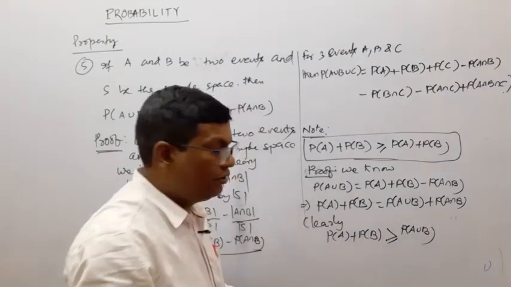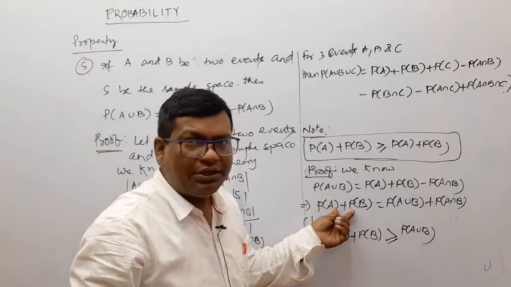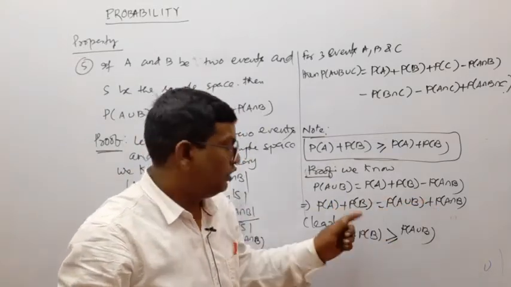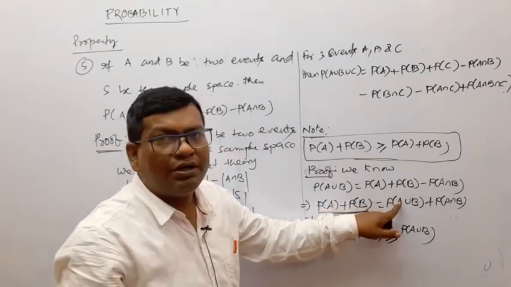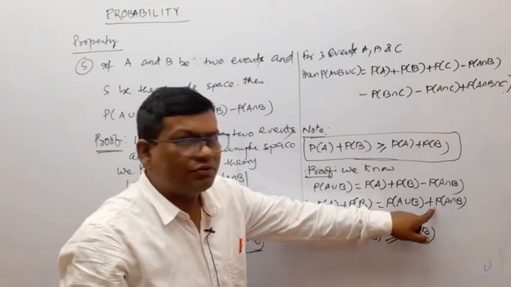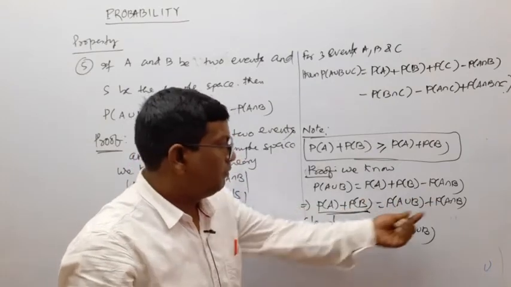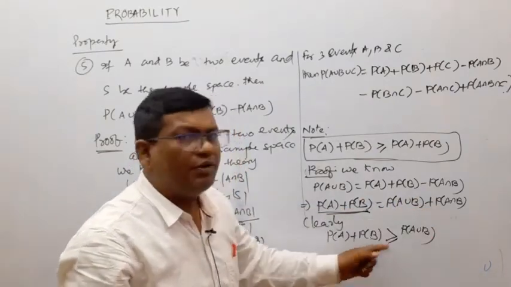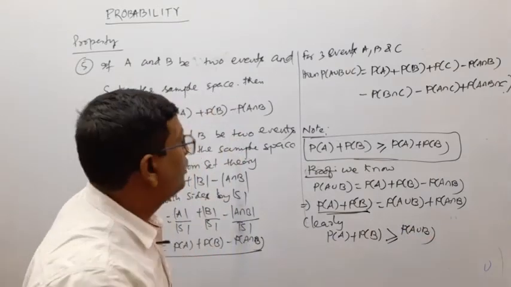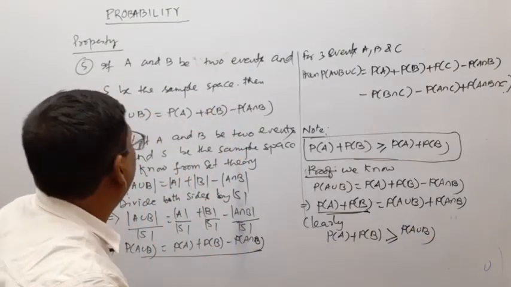Look, this quantity is the sum of the quantities, so individually this quantity is greater than this quantity, and this quantity is also greater than this quantity. Or if probability of A intersection B is equal to 0, then this will be equal. Clear? Now this is property number 5.